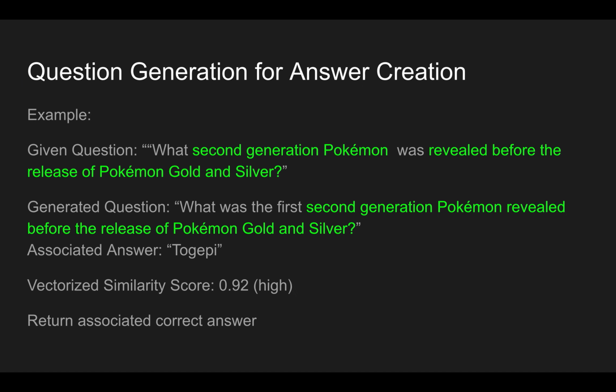Now, we will quickly explain the logic behind question generation for answer creation. For example, if the article is about a Togepi Pokemon, we may expect to see this question given to the system. After running the question generator on the article, this question and associated answer may be in the set of generated questions. After performing a Spacy similarity function on the two questions, we get a relatively high similarity score of around 0.92, indicating that the two questions probably are asking something similar. We then return the correct answer without ever needing to mine the article for the answer.